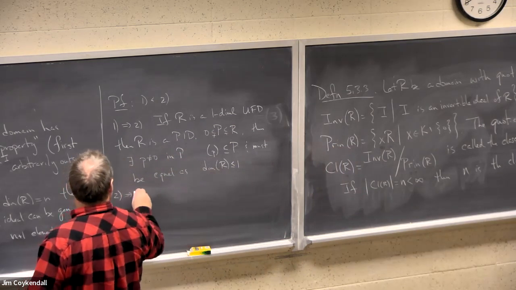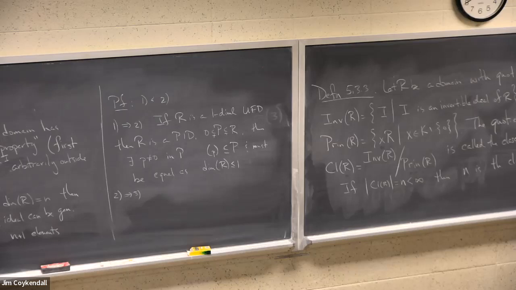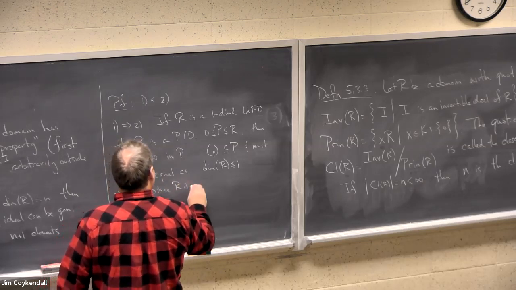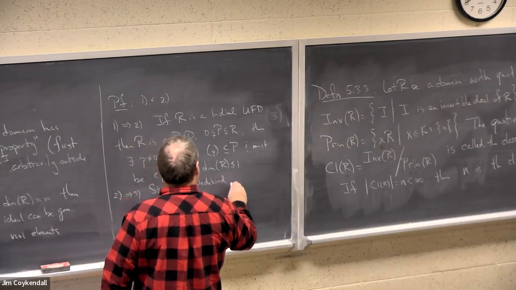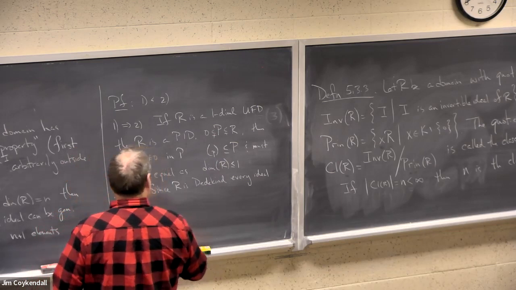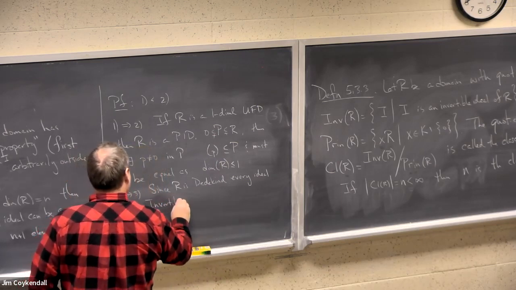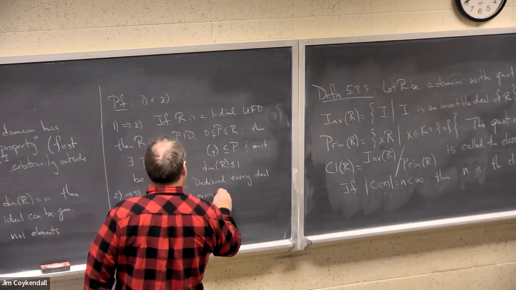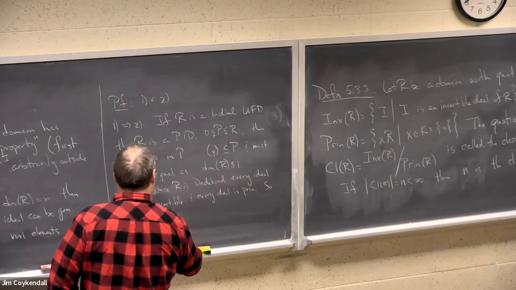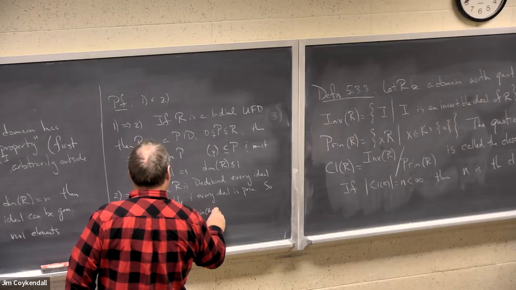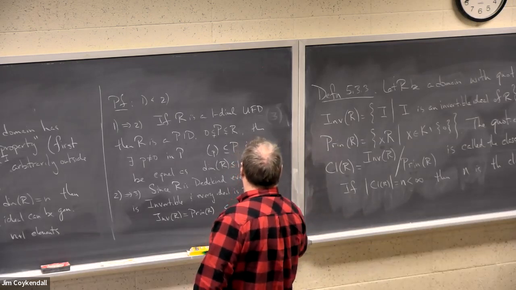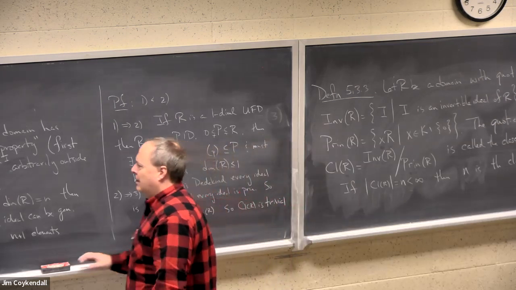Two implies three. We want to show that if you have a PID, then the class group is trivial. Since R is Dedekind, every ideal is invertible. And every ideal is principal. So I and its inverse are in Prin(R). So Cl(R) is trivial, and we'll see finally.